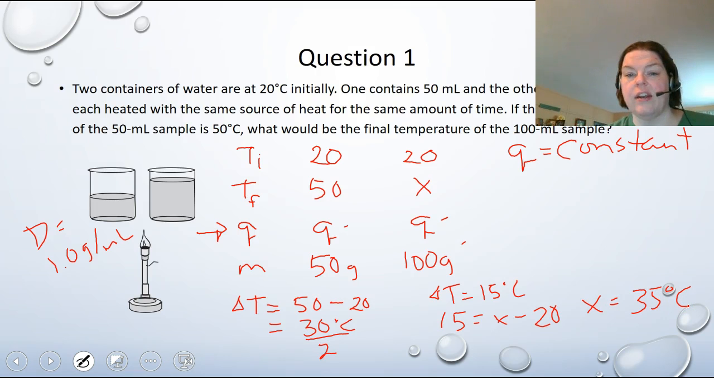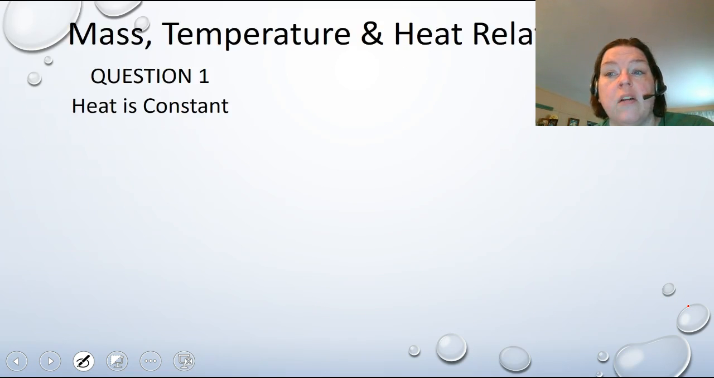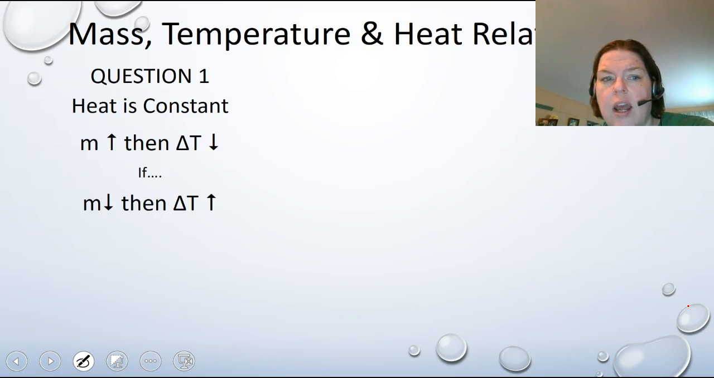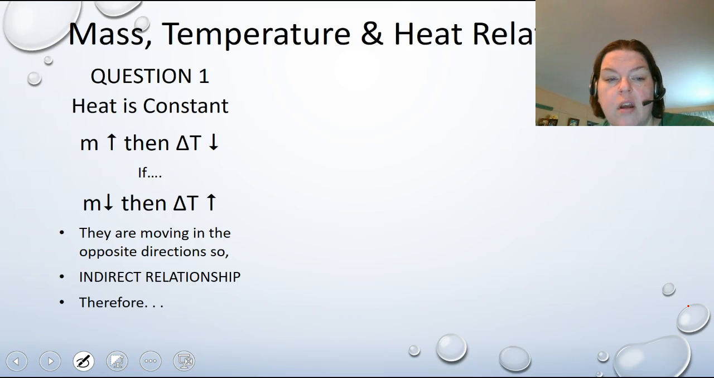Okay, so we got that yesterday, and so we kind of started understanding that. So let's see about the relationships. Let's see what we can come up with for those relationships. Okay, so question 1: heat is being held constant. As mass goes up, temperature goes down. And as mass goes down, temperature goes up. So we know that they are moving in opposite directions. That means it's an indirect relationship. Therefore, mass is proportional to 1 over the temperature. Very similar to the one where we talk about mass and acceleration. They're moving in opposite directions, indirect relationships, so we have that.